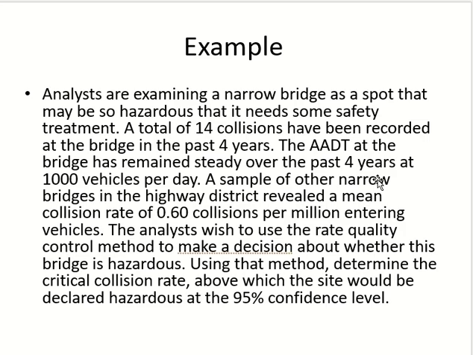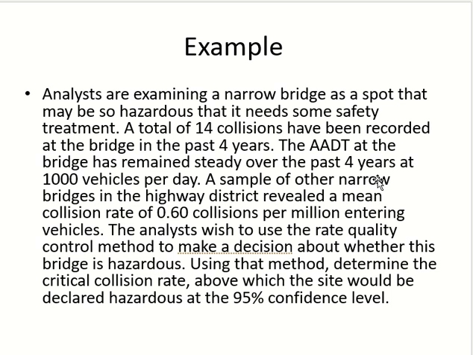We have an example here: a narrow bridge. The bridge has a small length, so we are considering it as a spot. It doesn't matter whether it's an intersection or not. They want to see if some safety treatment could be done there. We have a total of 14 collisions in 4 years on this bridge. The average annual daily traffic in these 4 years is 1,000 vehicles. They also collected a sample of other bridges in the same area of the same type.